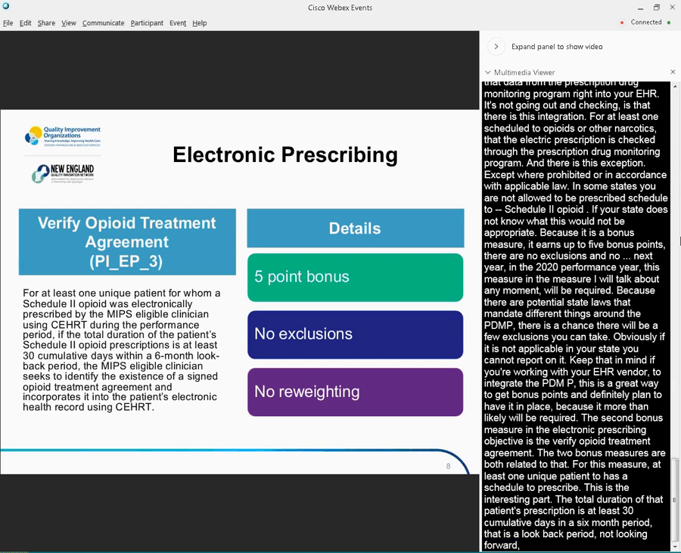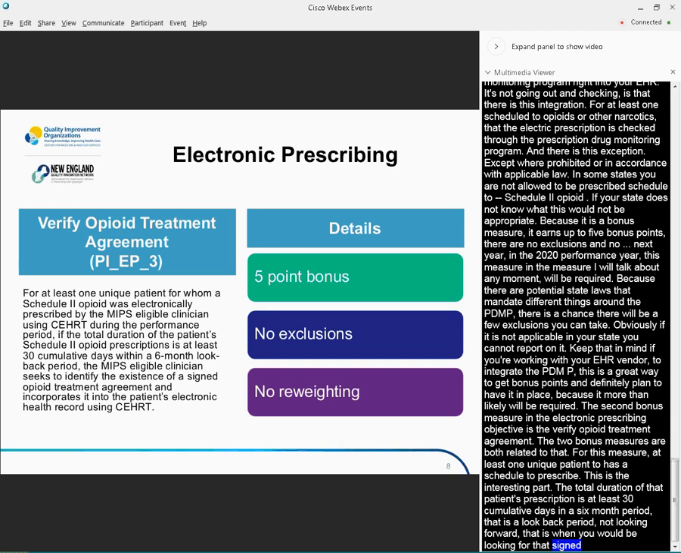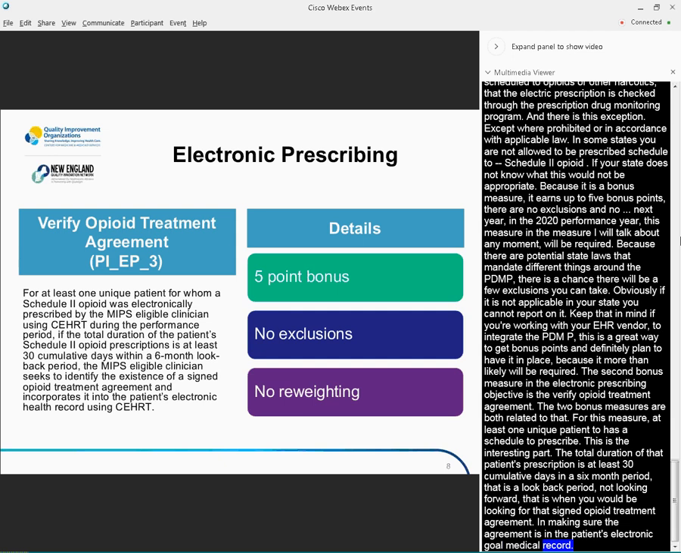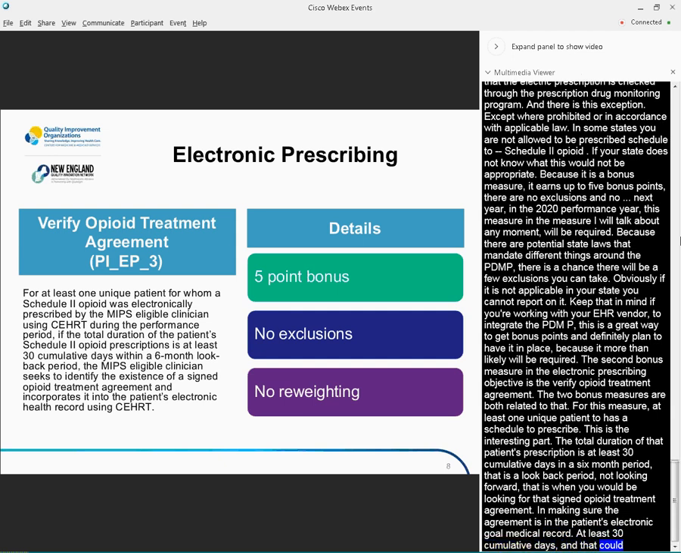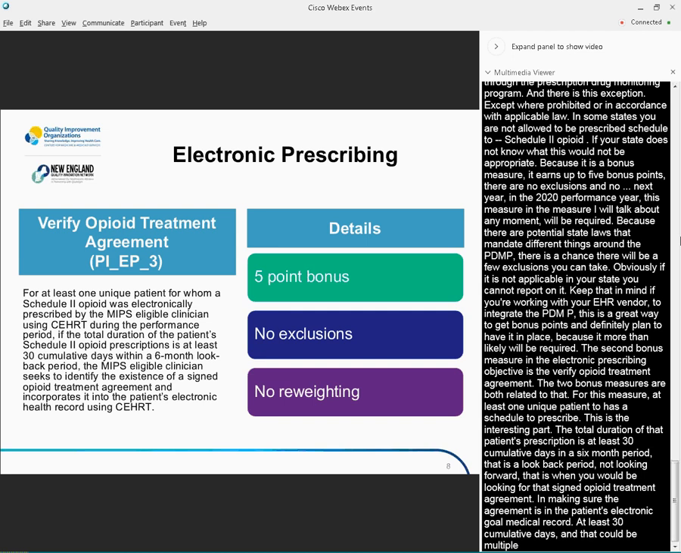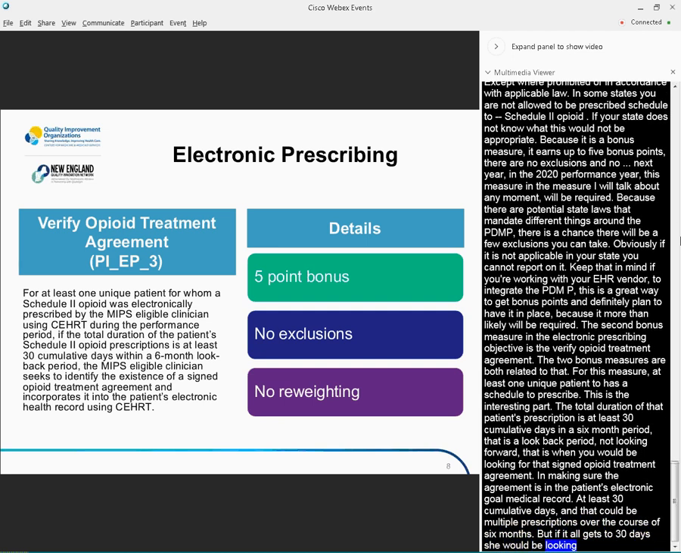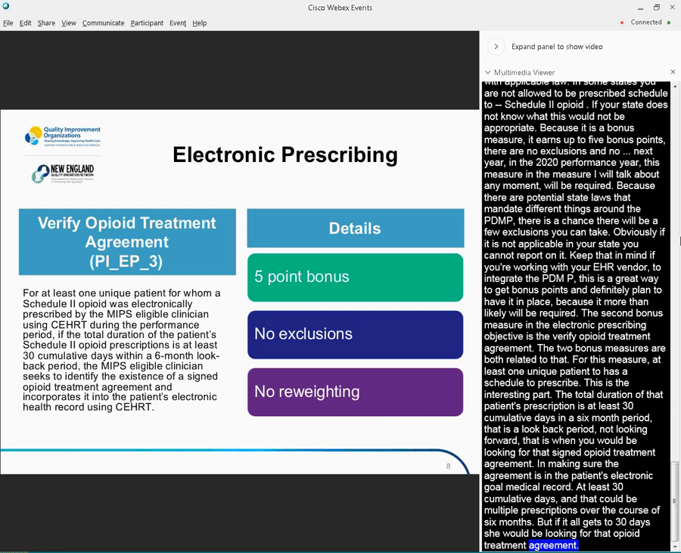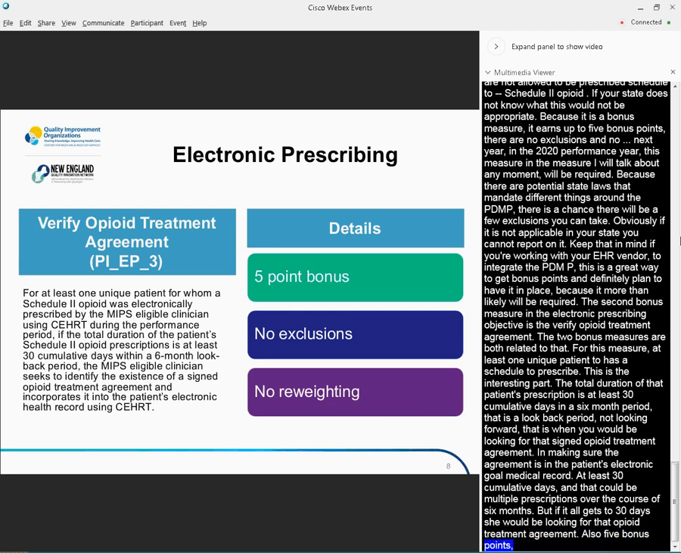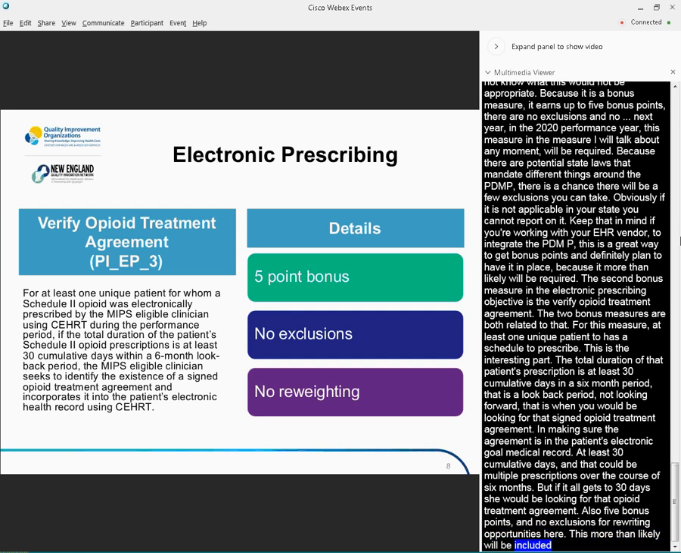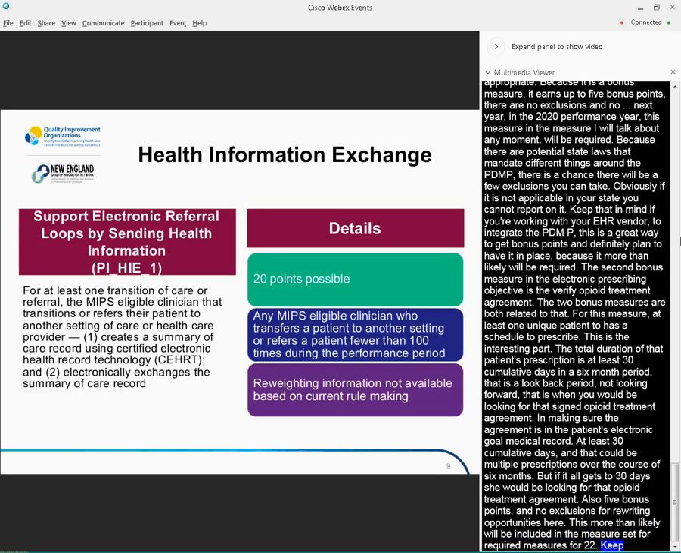That's when you would be looking for that signed opioid treatment agreement and making sure that that agreement is in the patient's electronic medical record. So at least 30 cumulative days, and that could be multiple prescriptions over the course of 6 months. But if it all gets to 30 days, then you would be looking for that opioid treatment agreement. As I mentioned, also 5 bonus points and no exclusions or reweighting opportunities here. But similar to the previous measure, this more than likely will be included in the measure set for required measures for 2020. So just keep that in the back of your mind if you're working on this now, that you should have it in place by next year.